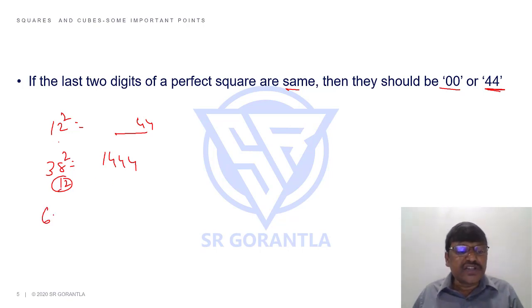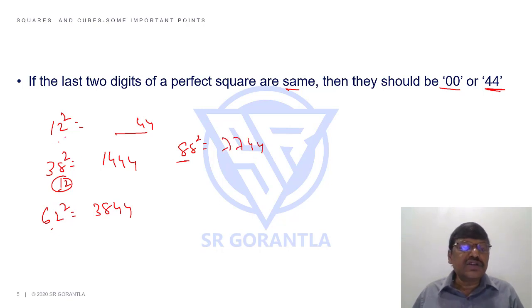12 more than 50 is 62. 62 squared is 3844. Right? Next, similarly, students, 12 less than 100 is 88. 88 squared is 7744. So these are the two-digit numbers that will give you, students, 44 at the end.